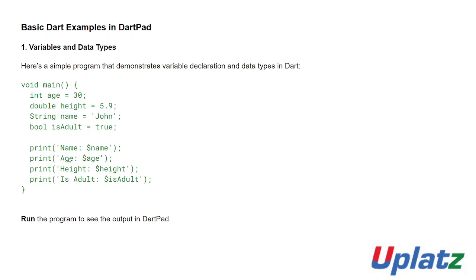Print age colon dollar symbol age, quote closed. That is 30, so it will print age is equal to 30. Print. Where does it print? It prints in the console.